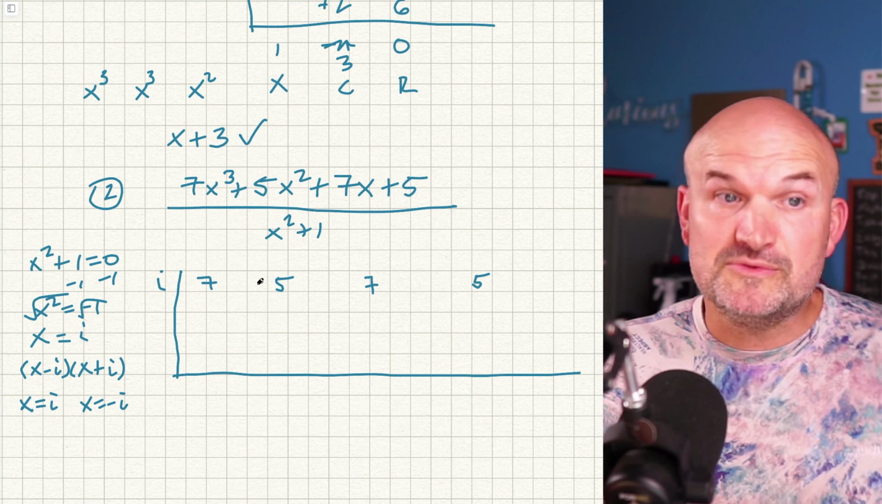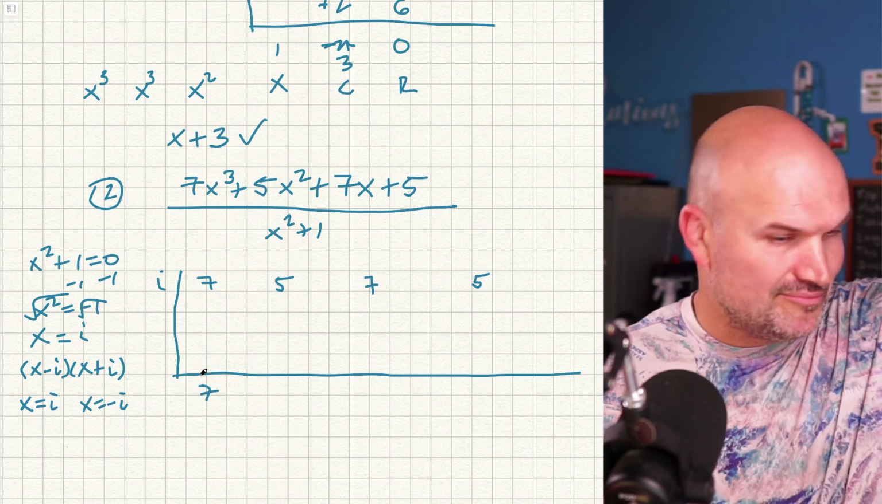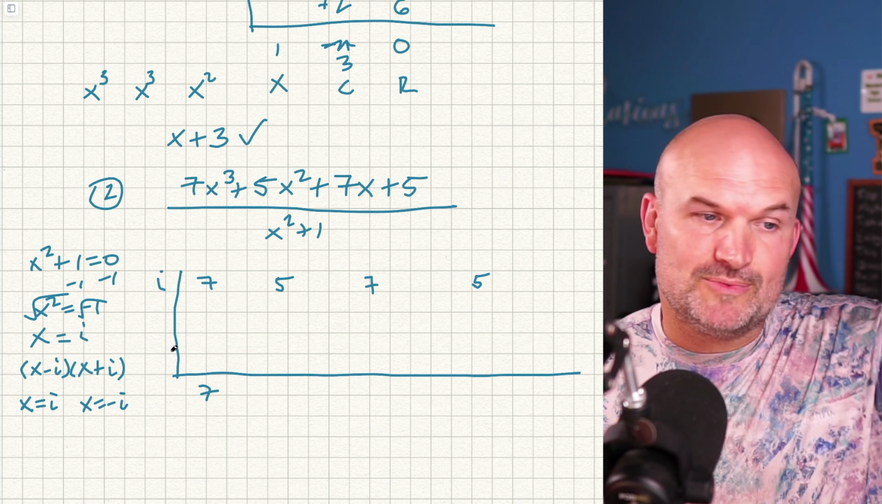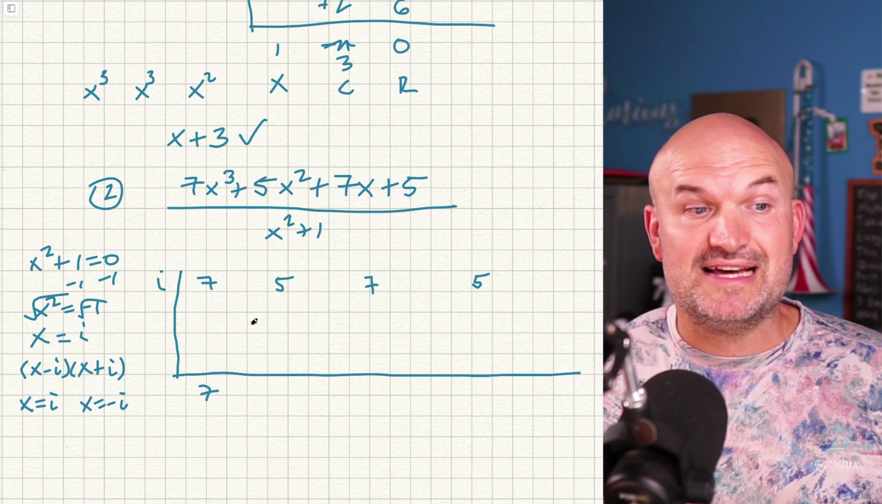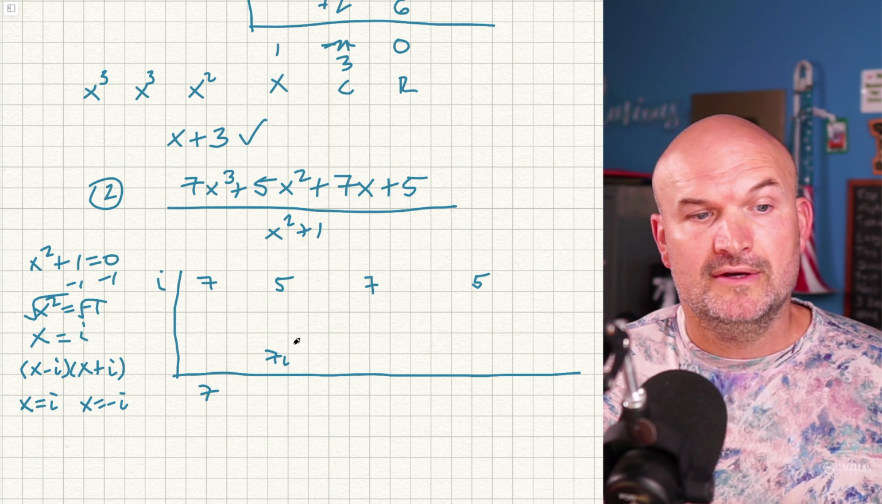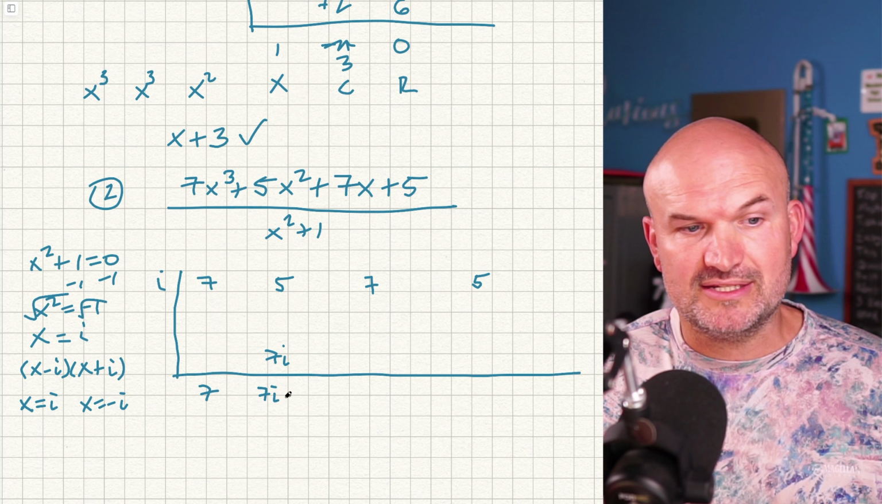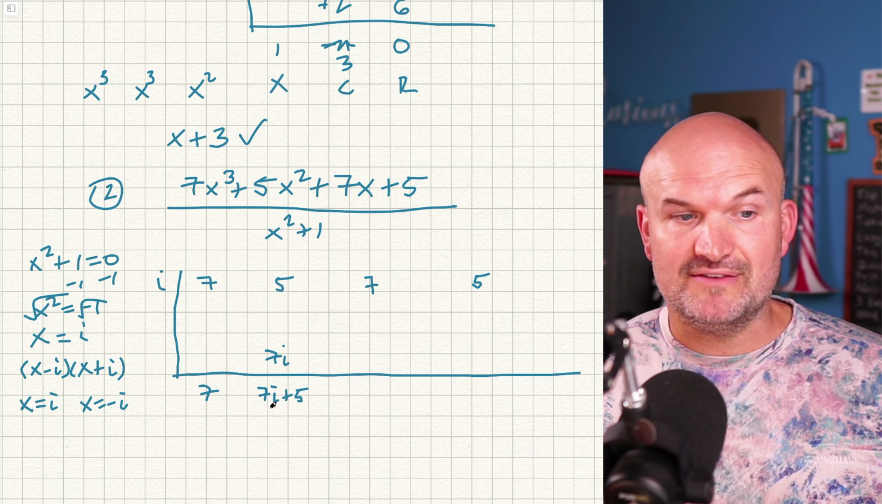Okay. So first one, that's a freebie. We love freebies, right? Bring it down. Come on down, just like the Price is Right. Then we're going to multiply on the diagonal, add on the vertical. So 7 times i is a 7i. Now I cannot add a 5 plus a 7i. So I'm just going to rewrite this in complex form, 7i plus 5.